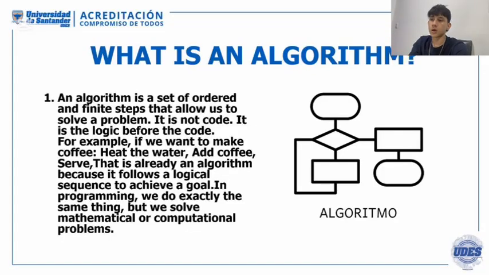Before we build an algorithm, we need to know what an algorithm is. An algorithm is a set of ordered and finite steps that allow us to solve a problem. It could be code, but not necessarily. It's the logic before the code. For example, if we want to make coffee, we heat the water, add the coffee, and then serve. That is already an algorithm because it follows a logical sequence to achieve a goal. In programming, we do exactly the same thing, but we solve mathematical or computational problems.